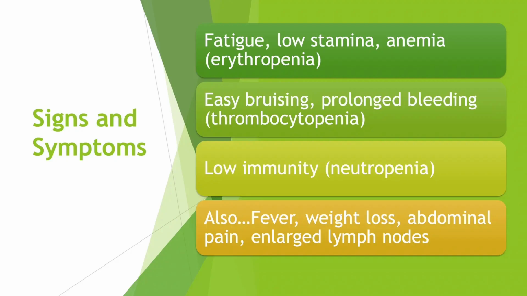The signs and symptoms of leukemia reflect the suppression of normal blood cell production. Fatigue, low stamina, and anemia occur due to low red blood cell count. Easy bruising and prolonged bleeding result from low platelet count. Low immunity, called neutropenia, makes patients vulnerable to infections. Additional symptoms include fever, weight loss, abdominal pain, and enlarged lymph nodes.